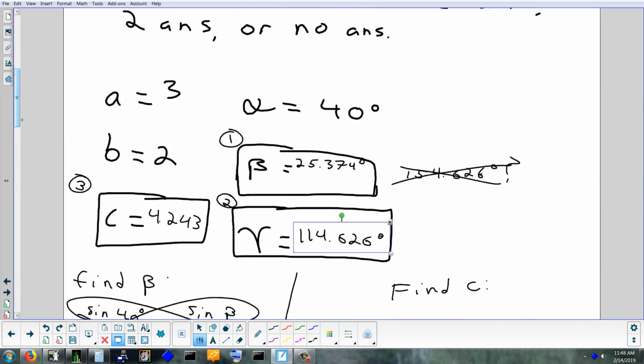Looks like that's the biggest side. Should C have been the biggest side? Yes, it was across from the biggest angle. Beta was the smallest angle. B is the smallest side. That looks good. If I add any two sides together, they should be bigger than the third. So like A plus B is 5. Yep, it's bigger than C. B and C comes out to 6.2. Yep, it's bigger than A, and so on.